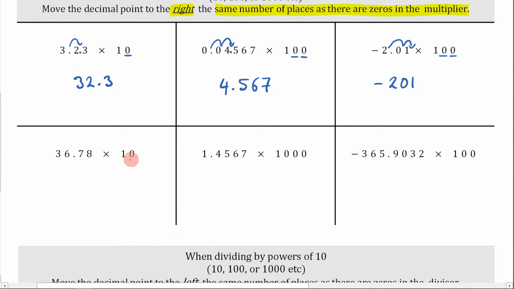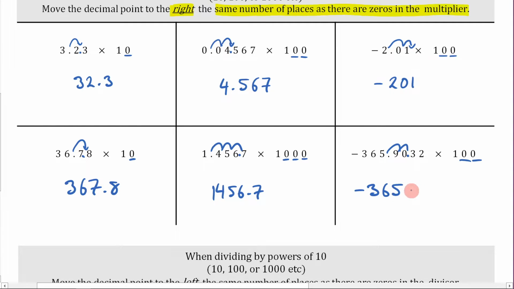All right, here I've got 10, so I move it once to the right. So it's going to become 367.8. Here I have 1, 2, 3. So I'm going to go 1, 2, 3. So my new decimal place is there. It's 1456.7. And then this one, I've got 2, so I move it twice, and now it's there. So it's going to become negative 36590.32. And that is how you do it.